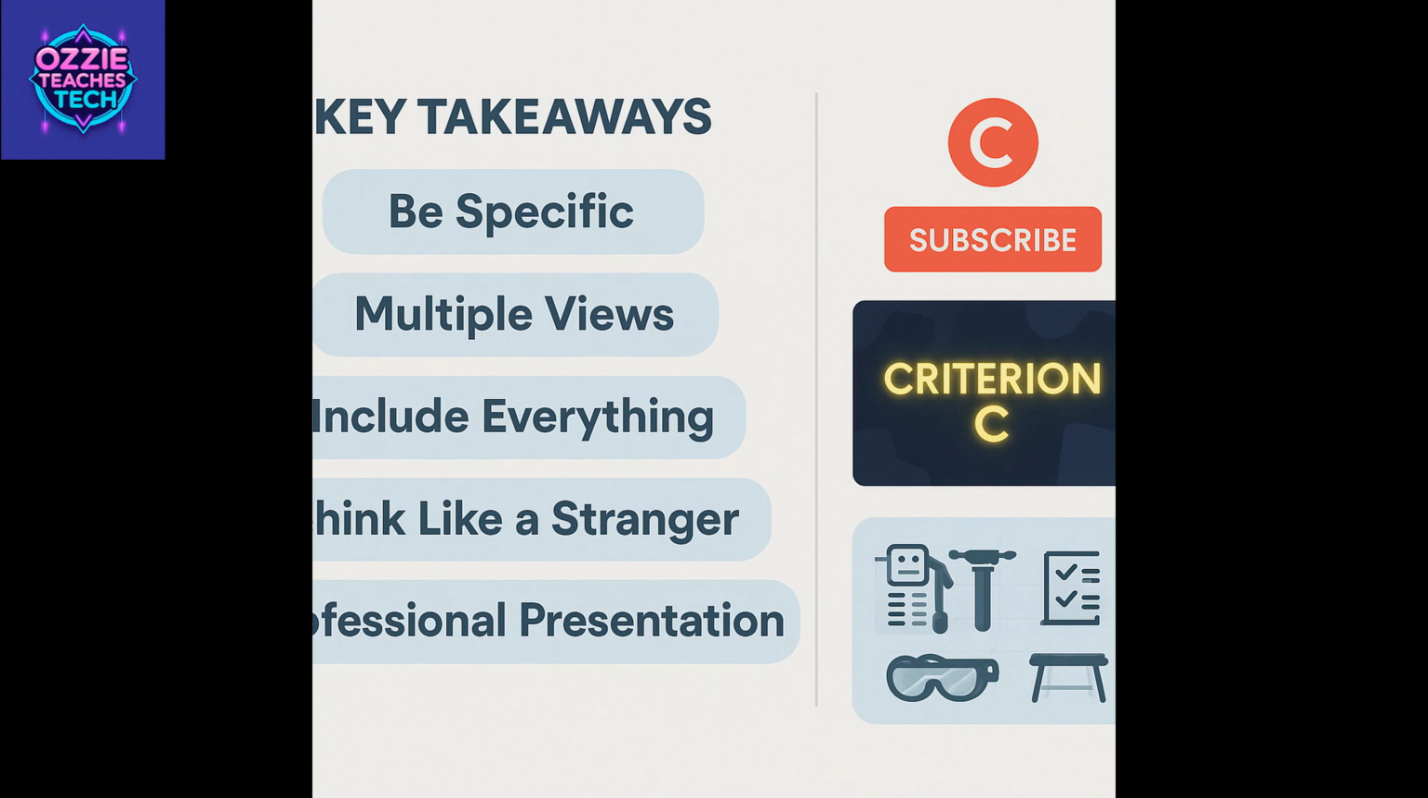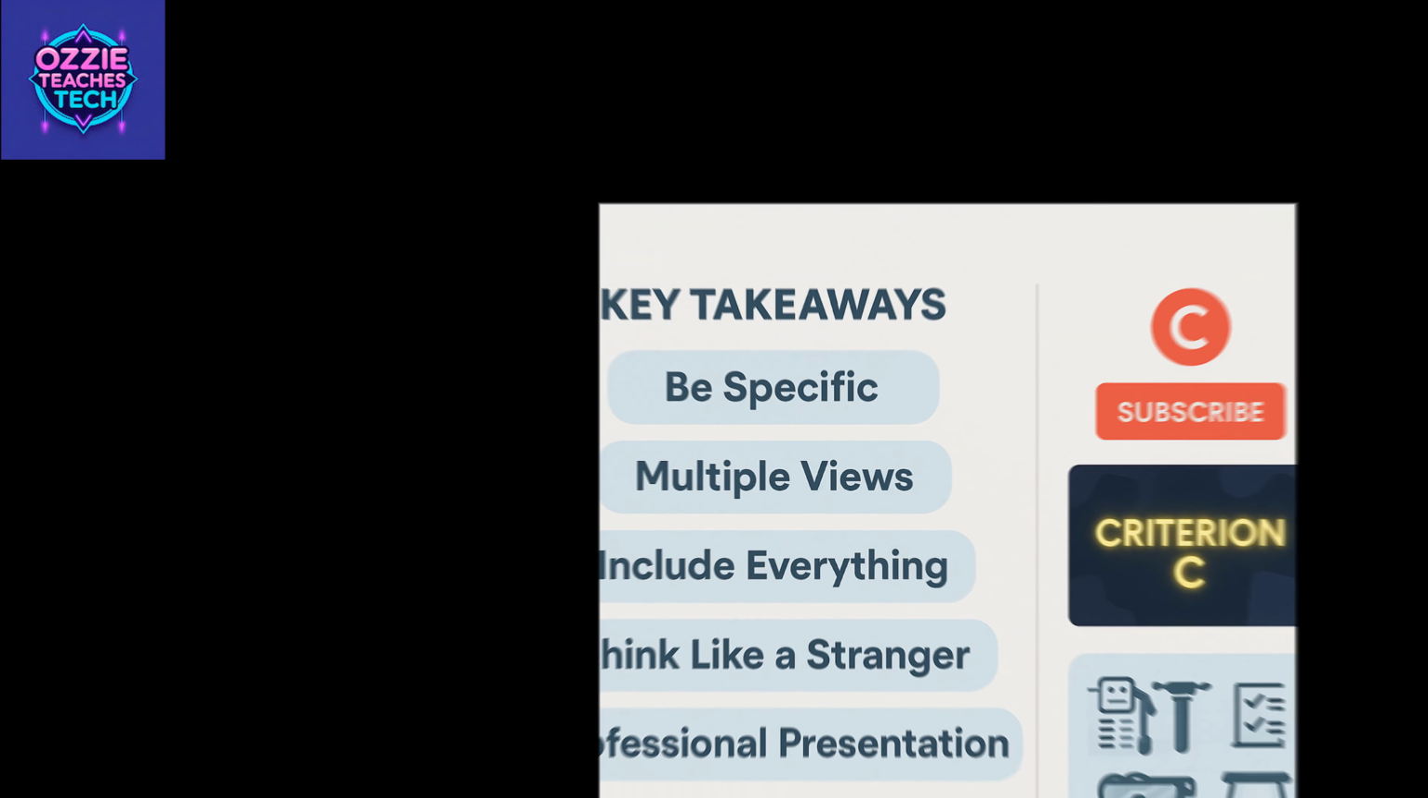And that's Strand 4 of Criterion B. Remember, this is where you prove that you can take your design idea and turn it into an actual workable plan. Your planning drawings and requirements list should be so clear and detailed that anyone with the right skills could pick them up and create a solution.